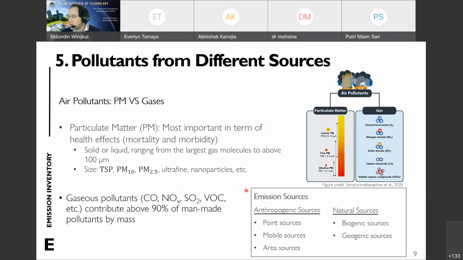Okay, and then this one is to give you the information that when we do emission inventory, we also do it for anthropogenic sources, and we can also do it for natural sources. And then for this presentation, I will focus only on the emission inventory development for anthropogenic sources, which are going to be referred to as the point source, mobile source, and the area source as we discussed in the previous slide.